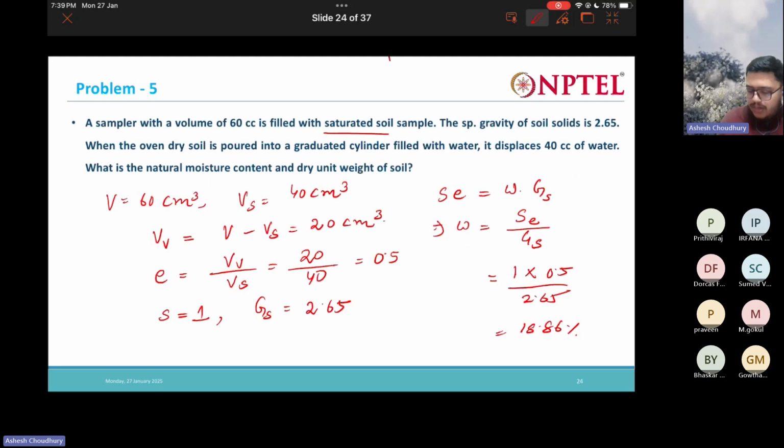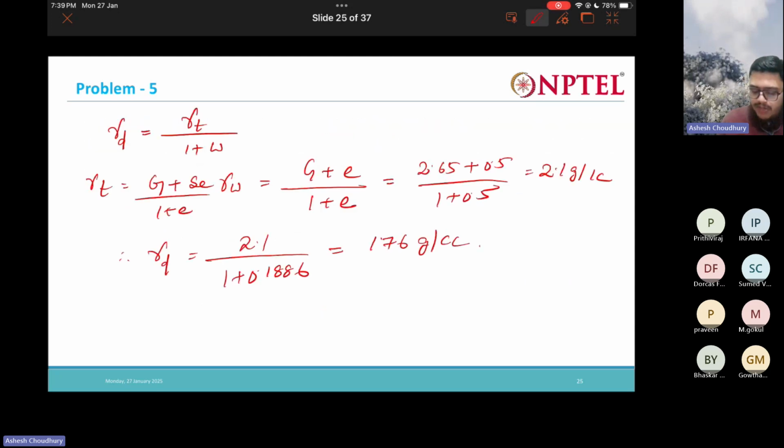So first, what did we do? We know the volumes. We found out the void ratio. Using the void ratio and the relation Se is equal to w into G, we found out the water content. Then we calculated the total unit weight or the bulk unit weight, and then used the relation to get the dry unit weight.